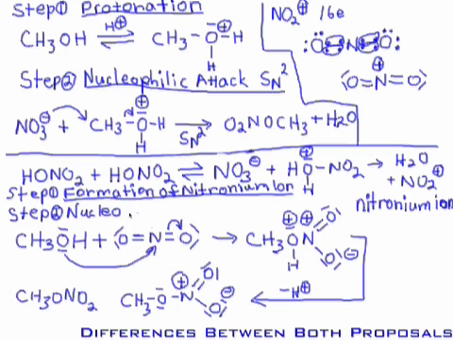You might think, well, this is just the same as the previous. The first step's a little different, but both second steps involve nucleophilic attack. But if you look carefully, you'll notice that the two mechanisms are quite different. In step 2 of the first mechanism, your nucleophile is nitrate, NO3-. But in step 2 of the second mechanistic proposal, the nucleophile is methanol. So we can conclude that these are two very different mechanisms.